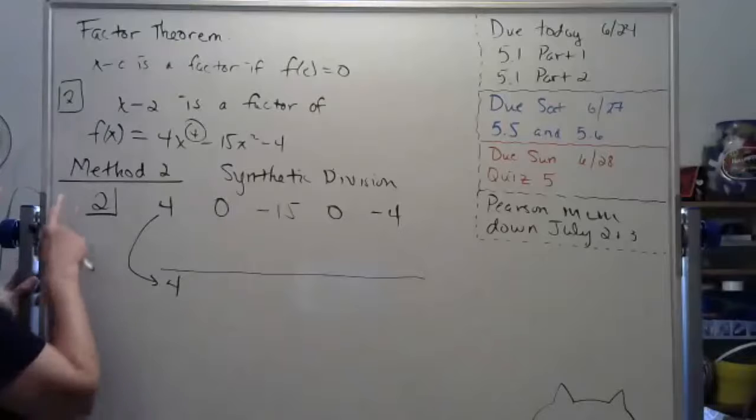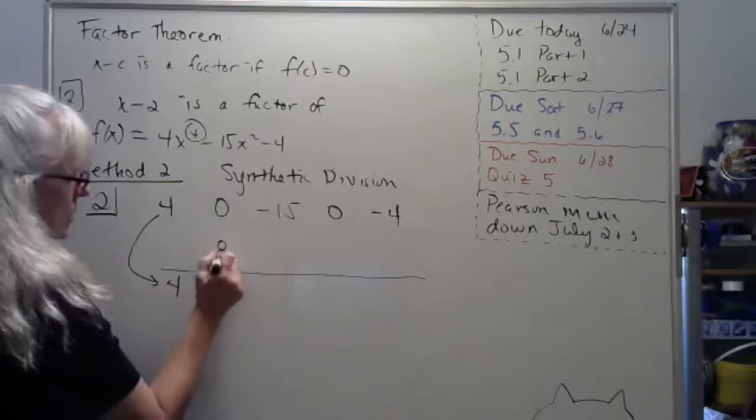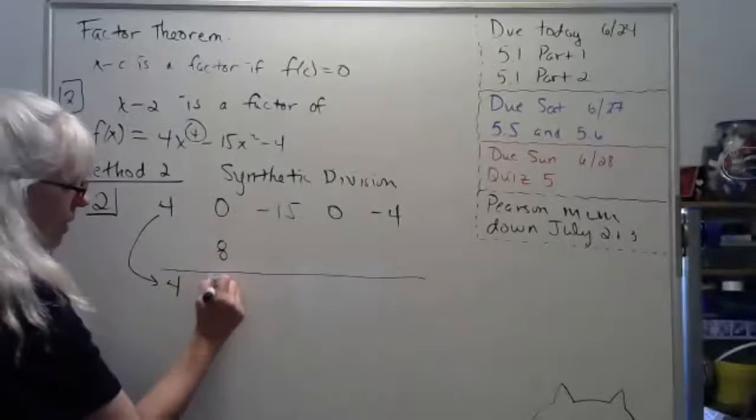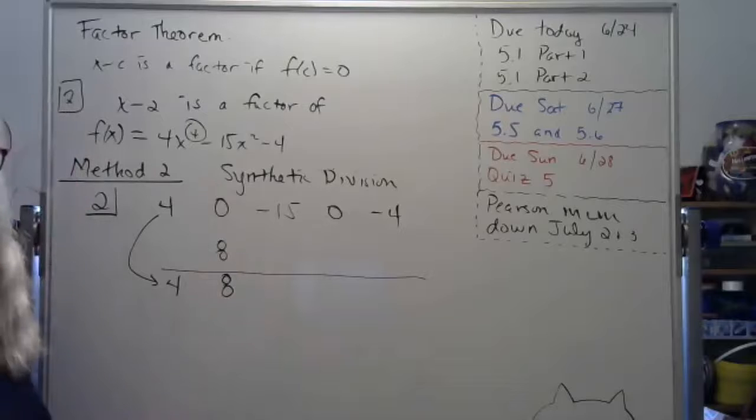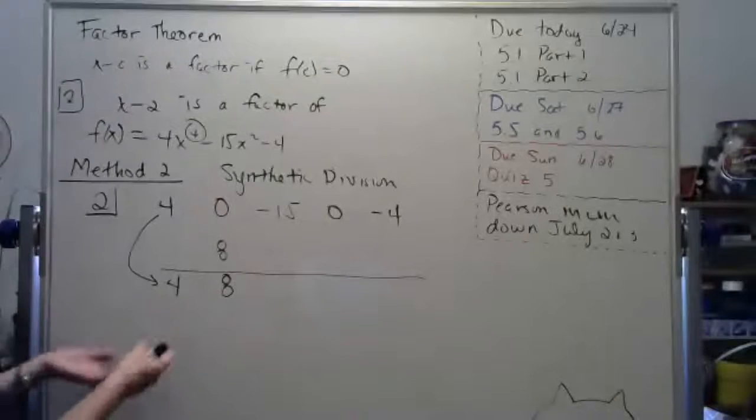Now we're going to multiply. So 2 times 4 is 8. It goes in the next column. And then we're going to add that column. That's why it's called synthetic division. We're not actually doing any division. We're doing multiplication and addition.